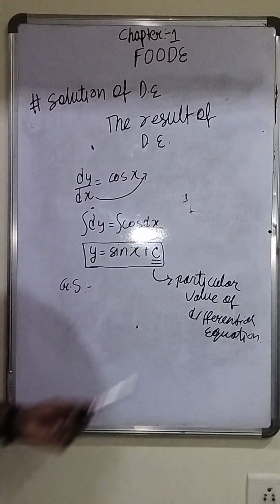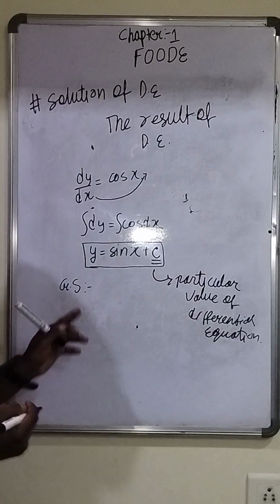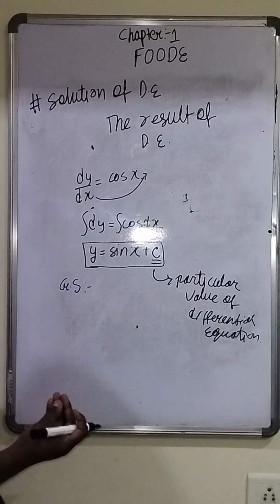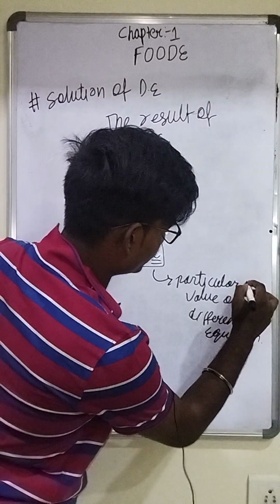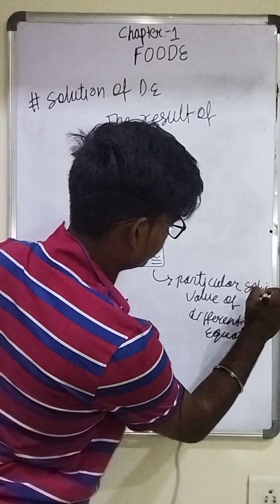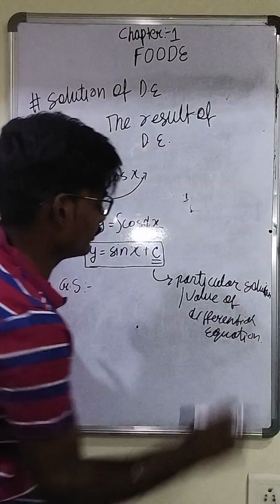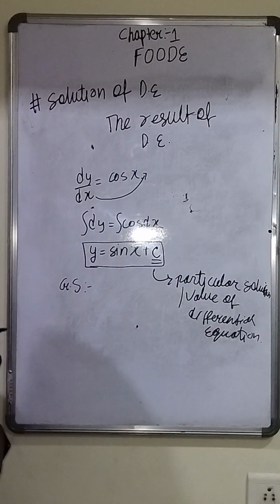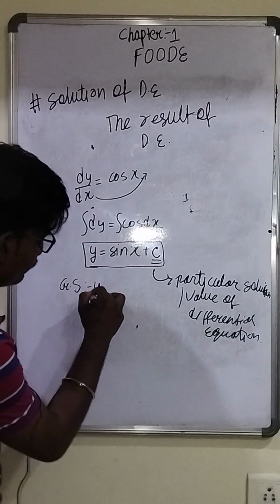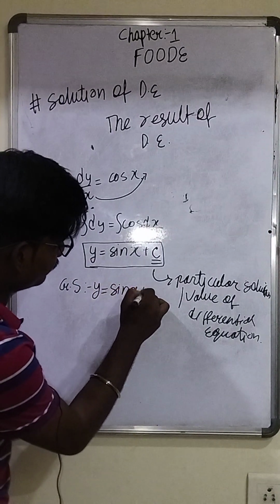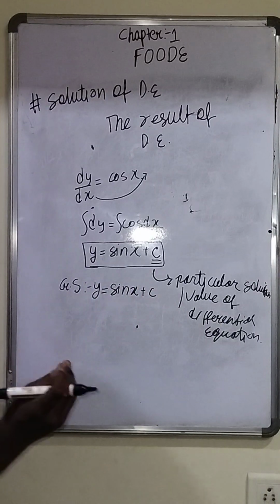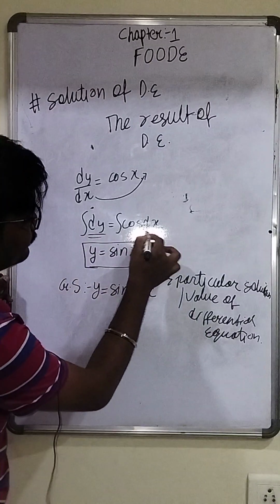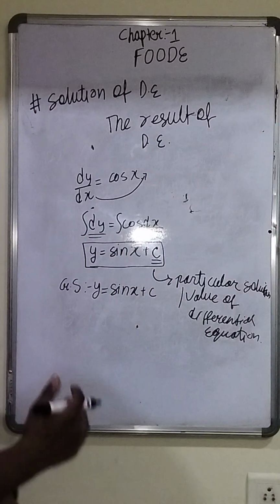In the solution of a differential equation, we have the subdivision: the general solution and the particular solution of the differential equation. This constant is known as the particular solution, and this is the general solution, y equal to sin x plus c. In the general solution we will not have the derivatives. The derivative will be removed from the general solution.